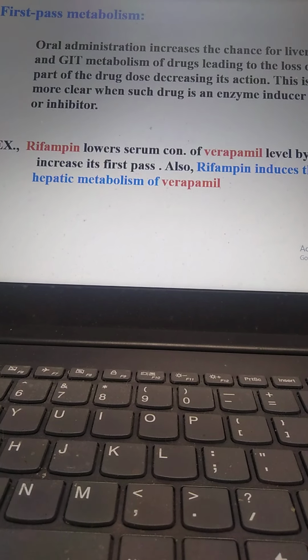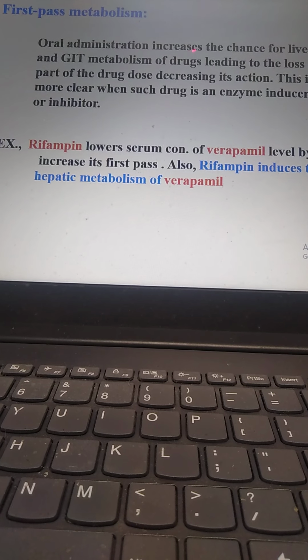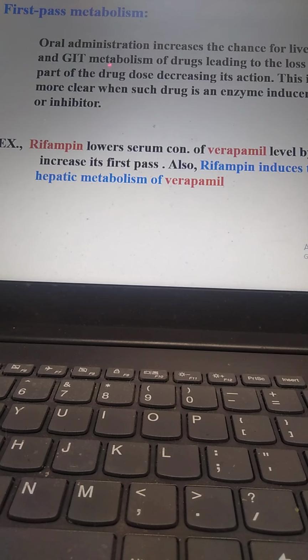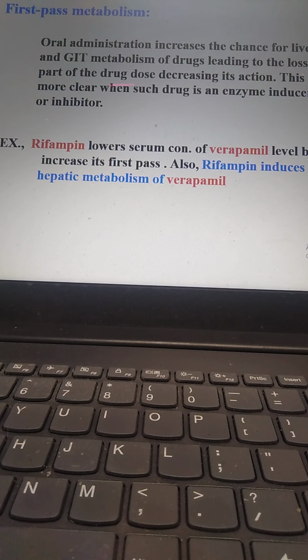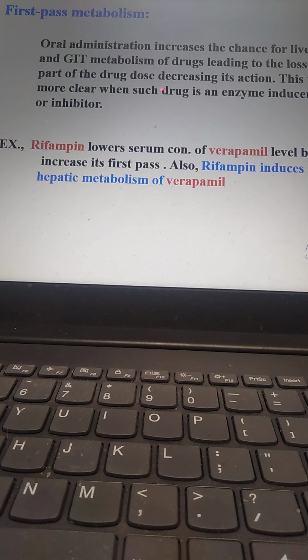Now we have first pass metabolism. Oral administration increases the chance for liver and GIT metabolism of the drug, leading to the loss of part of the drug dose; it decreases its action. This is more clear when such a drug is an enzyme inducer or inhibitor.